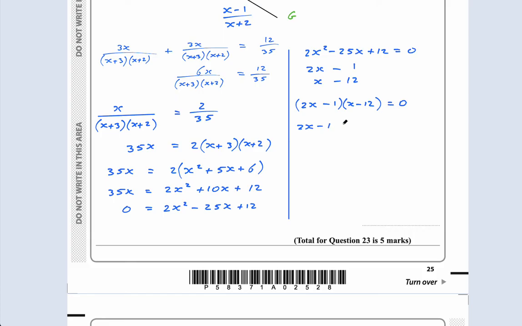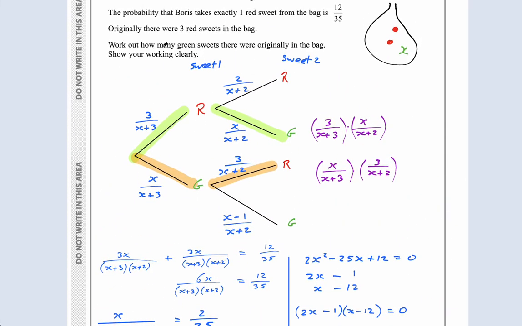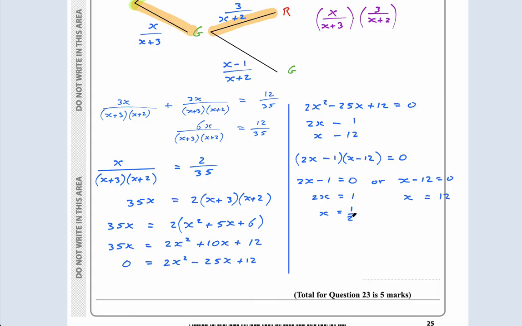2x minus 1 equals 0, or x minus 12 equals 0. 2x equals 1, x equals 1 over 2, or x equals 12. Now think about it. X is the number of green sweets. You can't have a half. There's a half green sweets. That doesn't make any sense. So the answer is 12.